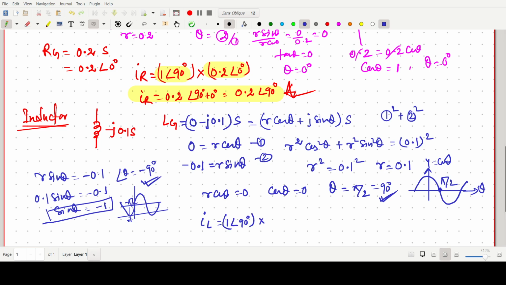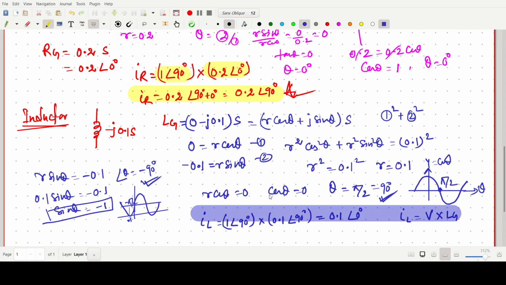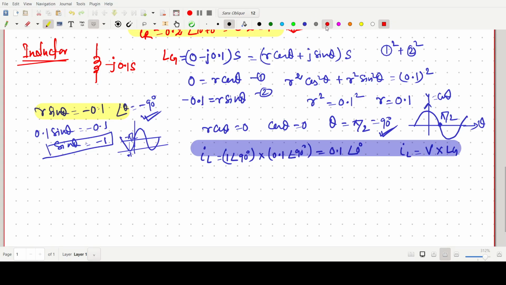Voltage into the corresponding admittance: 0.1 angle minus 90 degrees. So it should be simply 0.1 angle 0 degrees. We are just putting the voltage source into the admittance for IL. So we have to consider this phase, r sin theta equals minus 0.1. Okay, clear this one. Now we have to do it for the capacitor.